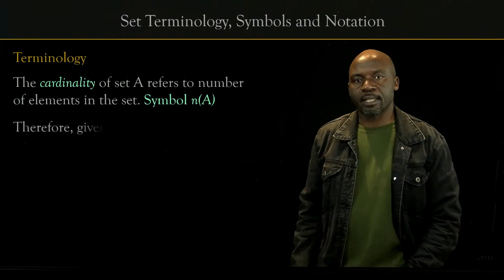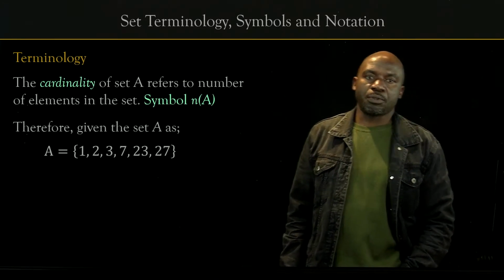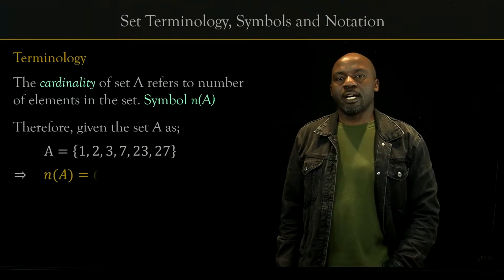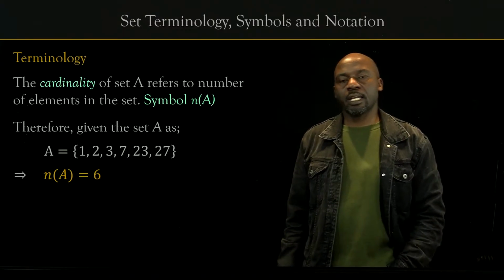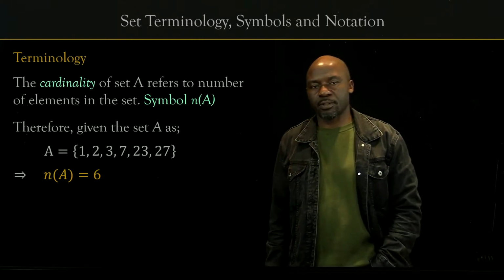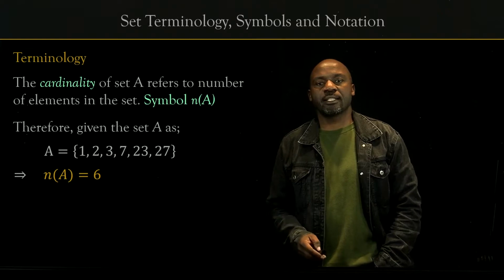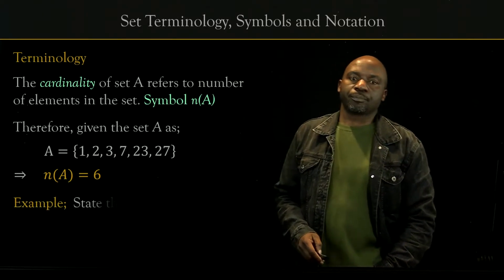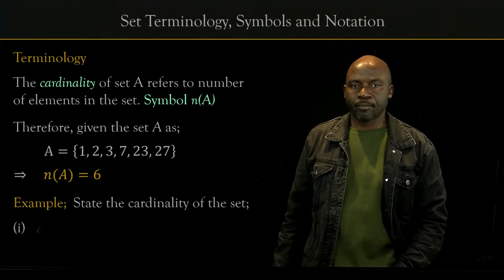Okay, so like that. Given a set A: 1, 2, 3, 7, 23, and 27, we can say that the number of elements in the set is 6, okay? And that number of elements is the cardinality of the set. So the cardinality of a set refers to the number of elements in that set. All right, another example. State the cardinality of the set given.